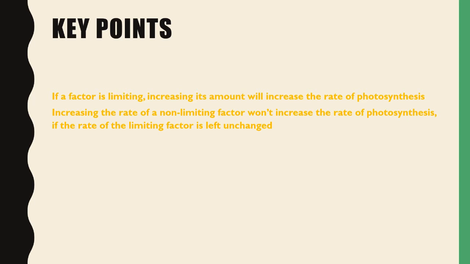If you increase the rate of a non-limiting factor, which is a factor that won't increase the rate of photosynthesis, it won't increase the rate of photosynthesis. But this will only happen if you leave the limiting factor unchanged. Okay? So if you increase the rate of a non-limiting factor, it will not increase the rate of photosynthesis, providing the rate of the limiting factor is left unchanged.